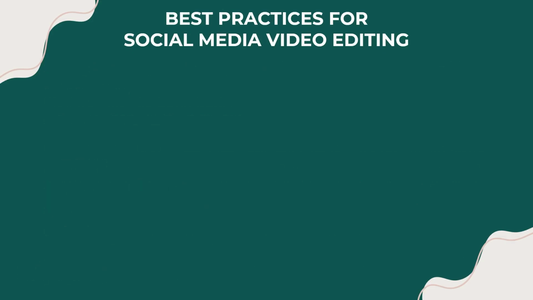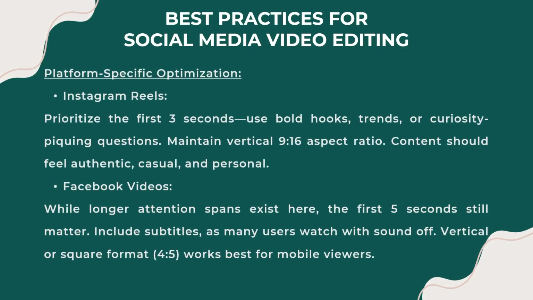Now we'll jump to another social media platform, which is basically Instagram Reels. In Instagram Reels, they use a similar pattern as TikTok. So we will prioritize the first 3 seconds. We will use bold hooks, trends, and curiosity-picking questions. Maintain vertical format. Content should feel authentic, casual, and more personal to the audience.